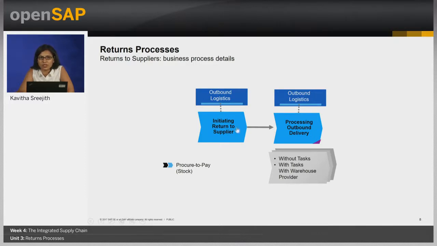Based on the RTS, the outbound delivery is processed via tasks or without tasks, that is using post goods issue. Once the delivery processing is completed, the underlying purchase order, which was used initially to purchase the goods from the vendor, is also updated to reflect the returns.